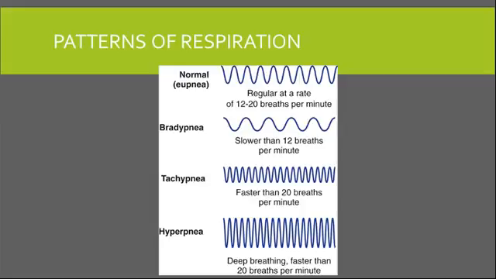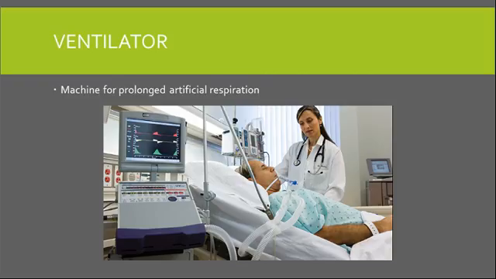So excessive ventilation, such as hyperpnea, can lead to hyperventilation, which is an increased aeration of the lungs, which reduces carbon dioxide levels in the body, but it can disrupt homeostasis. A ventilator. This is a machine that breathes for patients who are unable to breathe on their own. This machine is generally used for prolonged artificial respiration.